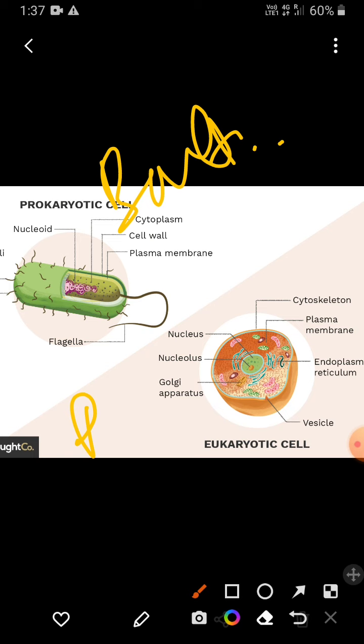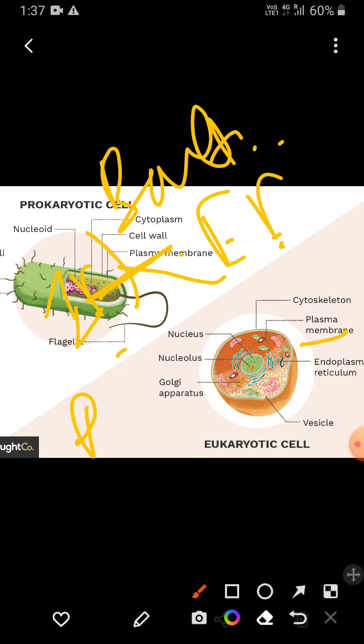Okay. Now there are some similarities present in both prokaryotes and eukaryotes too. The similarities are that both possess a cell membrane, or we can say plasma membrane. This plasma membrane plays an important role as a barrier between the external environment and the internal environment. Okay, and they also selectively permit entry and exit of certain molecules.